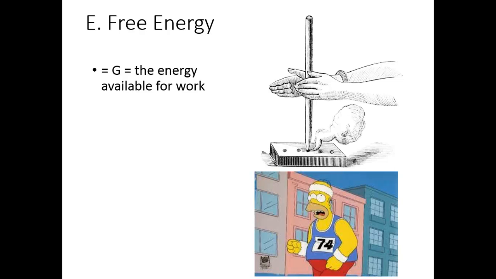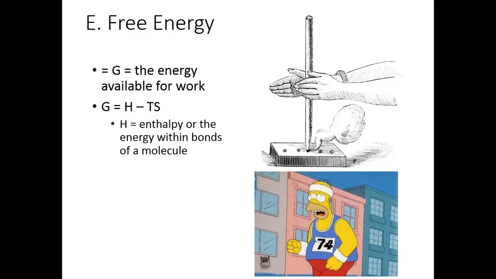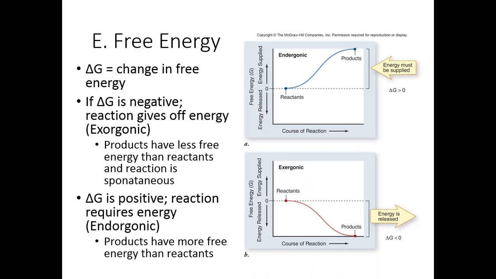So the way we measure energy is through the symbol for it, capital G, which is free energy. And this is the amount of energy available for work. So again, because we said not every conversion of energy is 100% efficient, some of it will be lost. And what is lost is called the entropy.